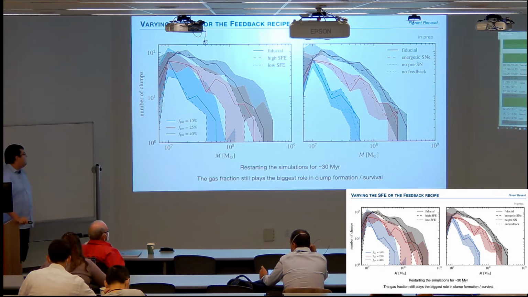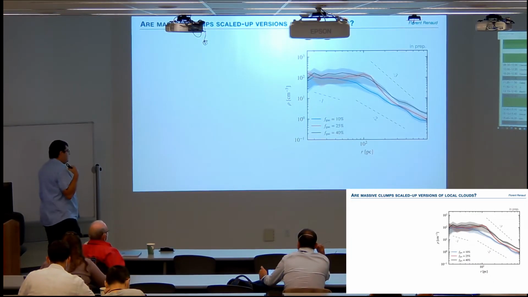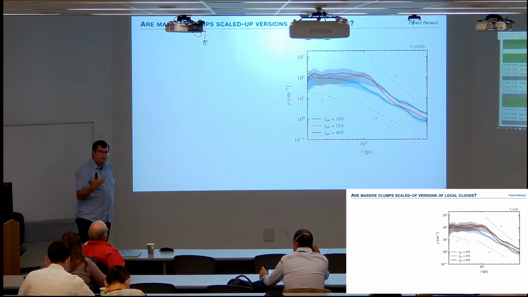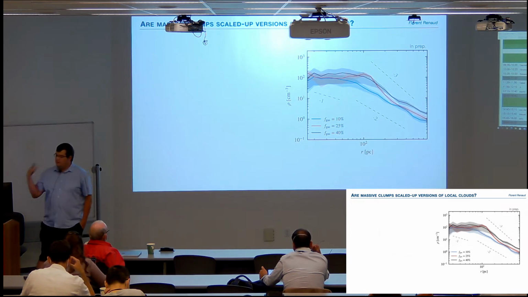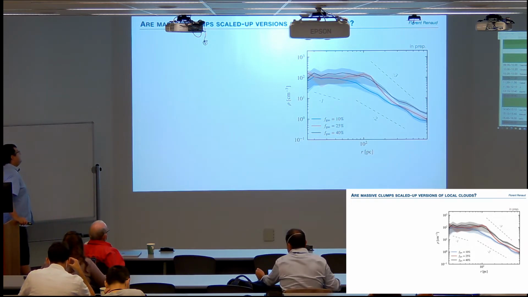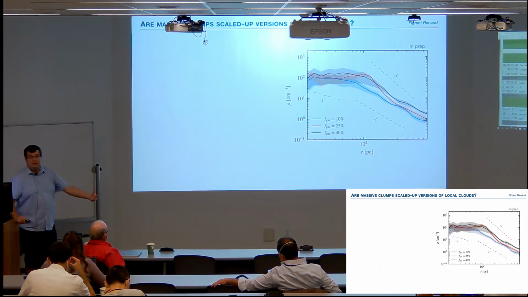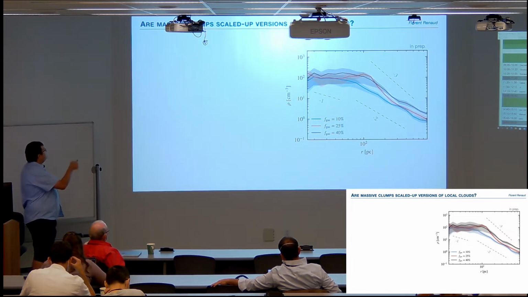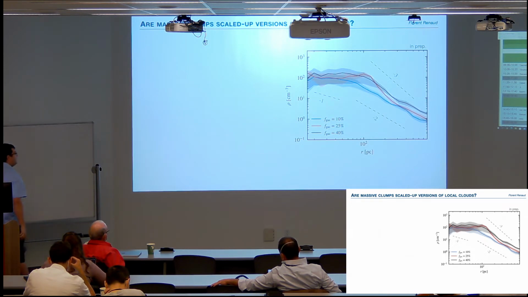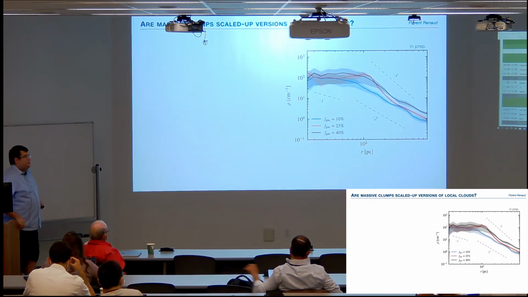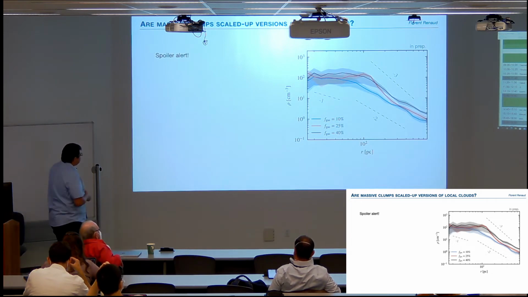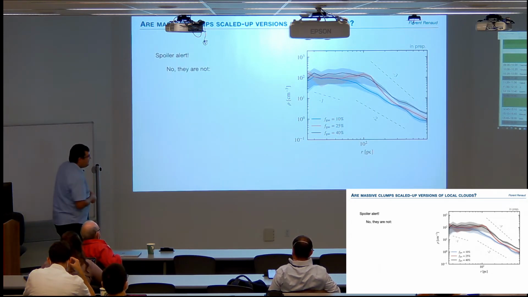So having this in mind, why does it matter so much? It's because everything that we know in the local universe about giant molecular clouds, because we can resolve them, is at an exquisite level of detail observationally, and they have been studied in great detail in theory and simulations. Maybe we can export this knowledge to these massive clumps. And therefore, if we want to do that, we have to check whether massive clumps are just scaled-up versions of local molecular clouds. So all this is preliminary, but spoiler alert, no, they are not.